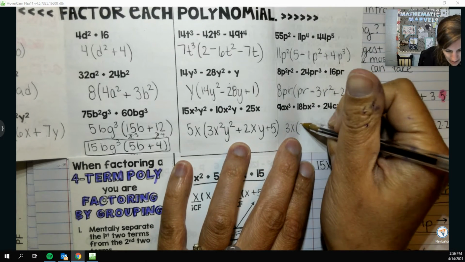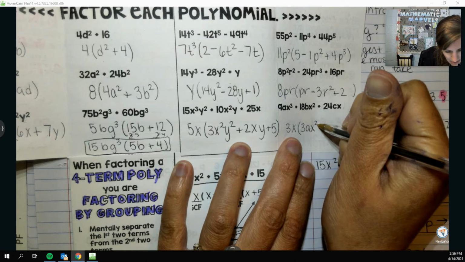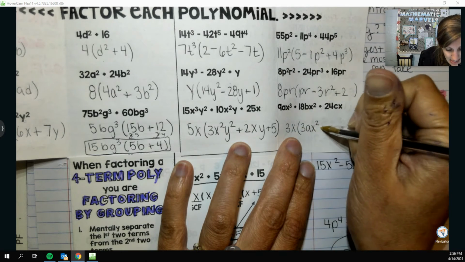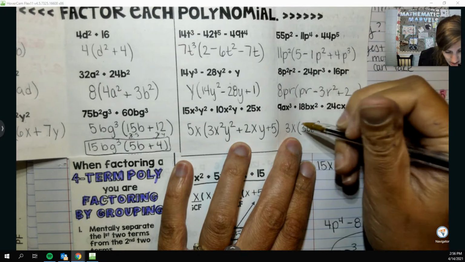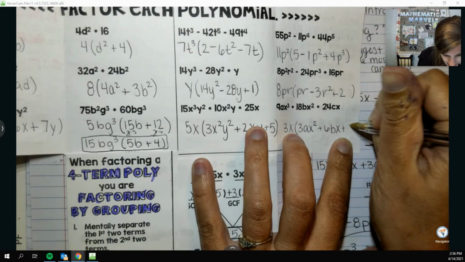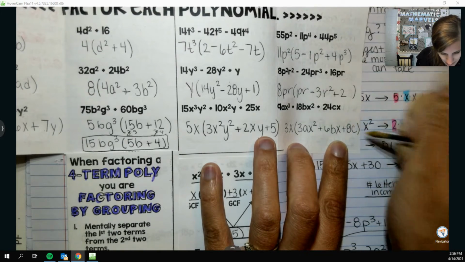So 3 times 3 will get me 9. I have an A and 2 X's left. 3 times 6 will get me 18. I have a B and an X left. And 3 times 8 will get me 24, and I have a C left.